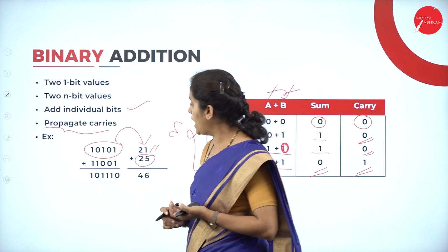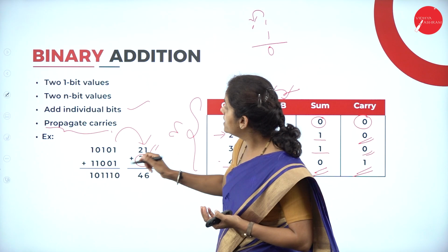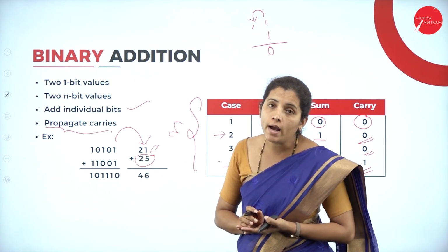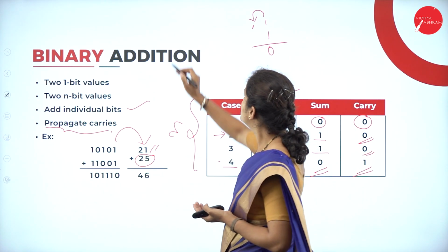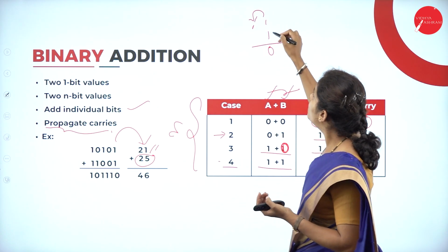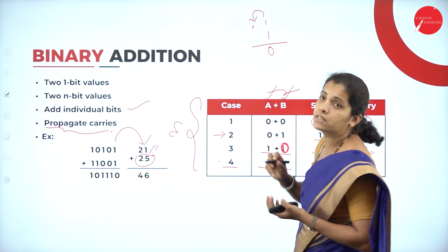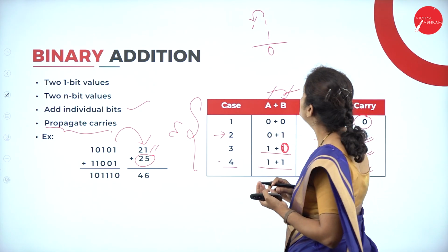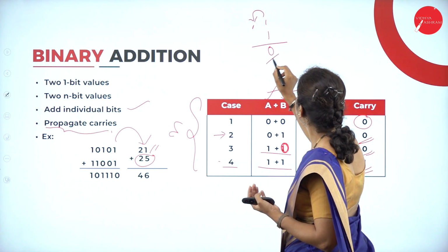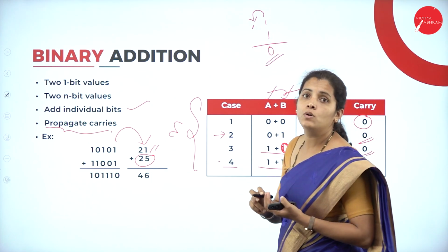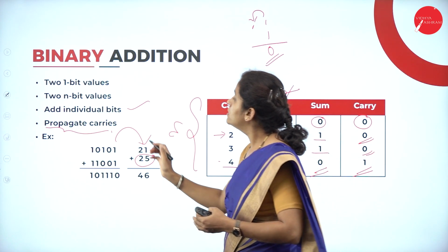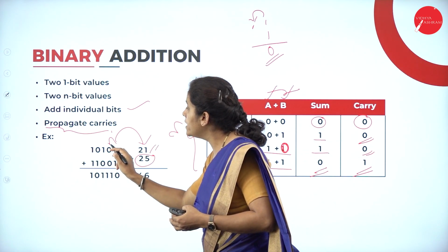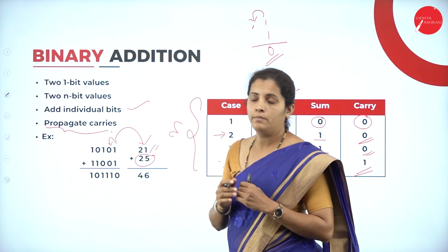Now I'm going to add. Initially here we have 1 and 1. If I add 1 and 1, I'm going to get sum 0, then 1 carry. So the carry is propagated to the next bit.